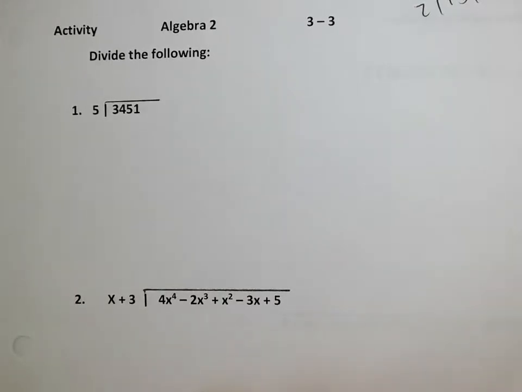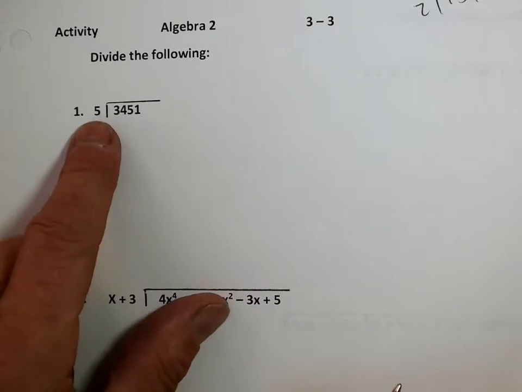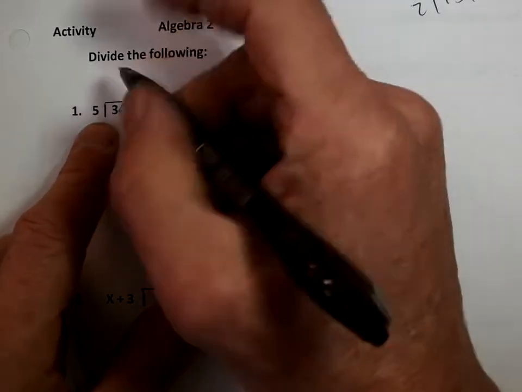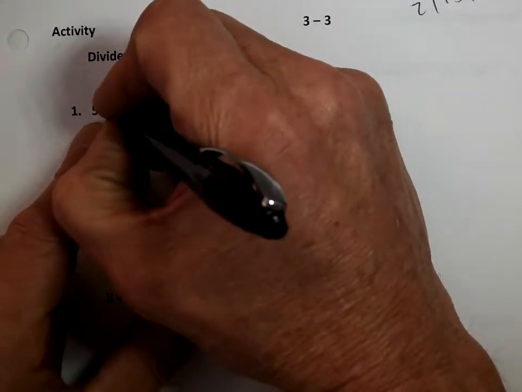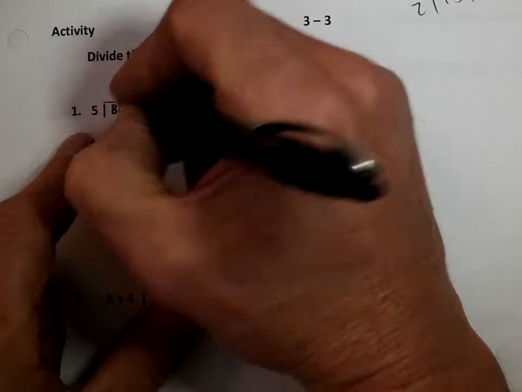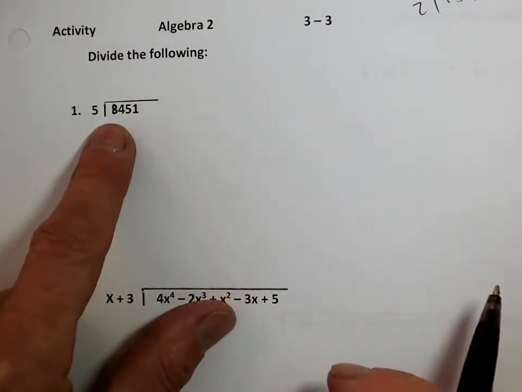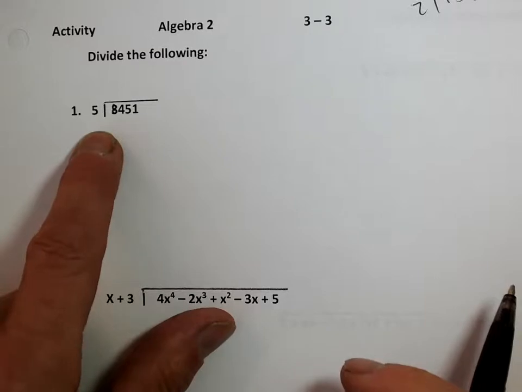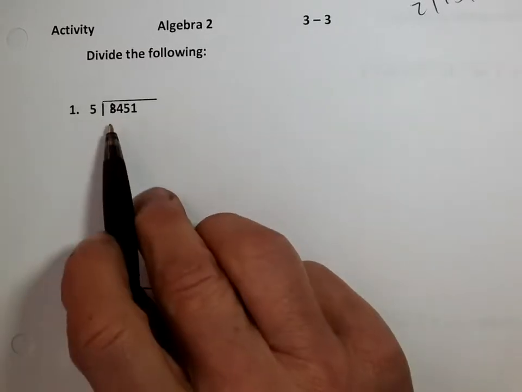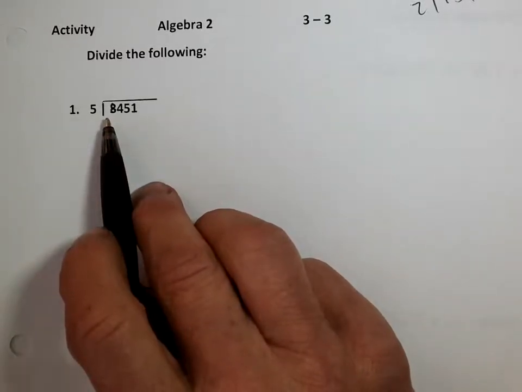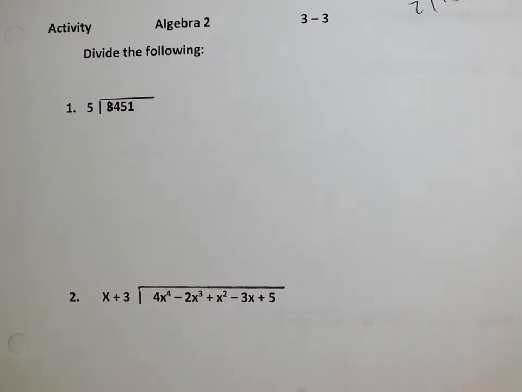First of all, the way I do this is I ask myself, well, in fact, let's make this an 8. Why don't you make that an 8 real quickly? Everybody make that an 8. It might make it better if we make that an 8, so it follows along better.